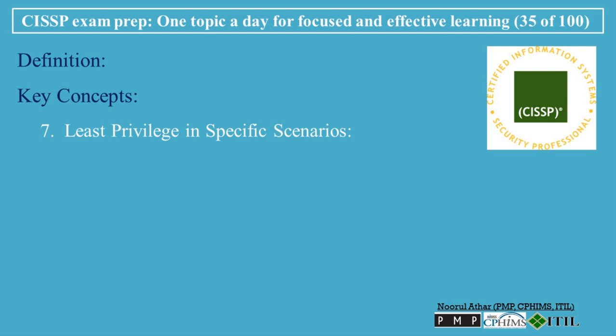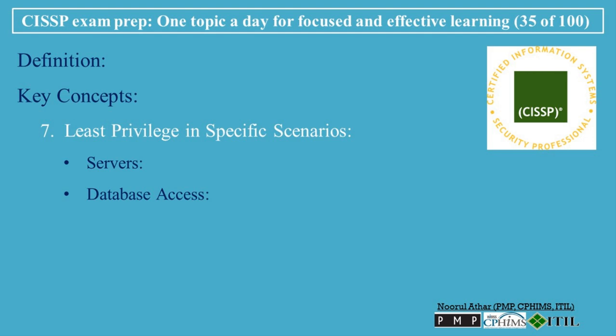7. Least privilege in specific scenarios. Servers. Server processes, such as web servers or database servers, should not run with administrative privileges. Instead, they should be assigned only the privileges necessary to perform their functions, e.g., read/write access to specific directories or databases. Database access. A user accessing a database should have the least privilege necessary to perform their queries.